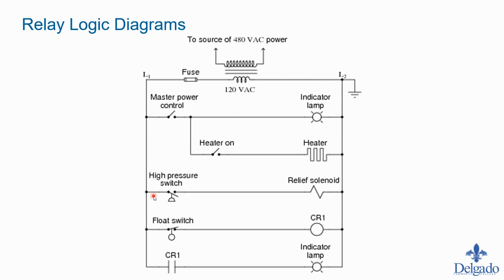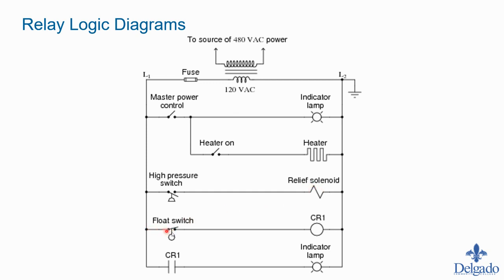Next rung down is the high pressure switch. So if the high pressure switch closes, then we're going to energize the relief solenoid. So if we had a high pressure in the line, we'll open up this relief solenoid, which would bleed off some pressure. I would kind of make that assumption from just the terminology here.